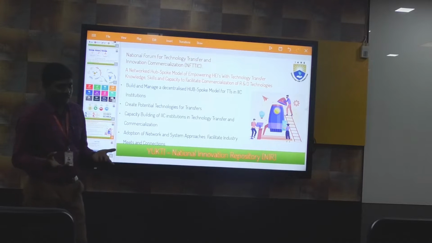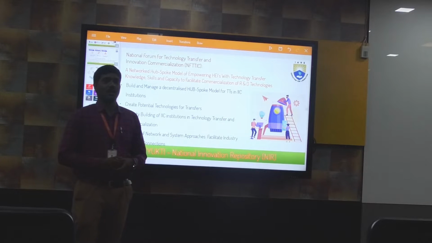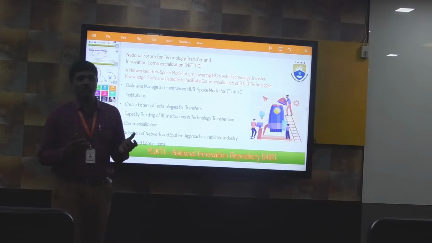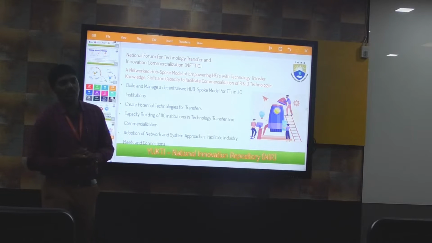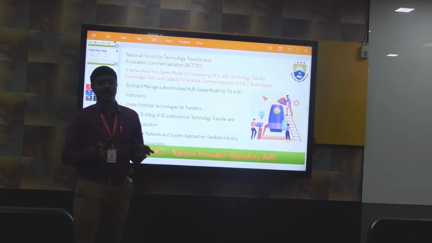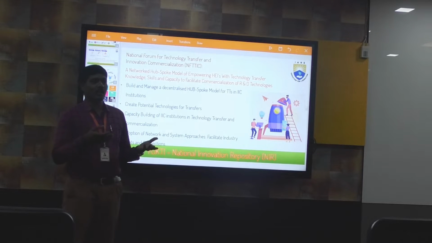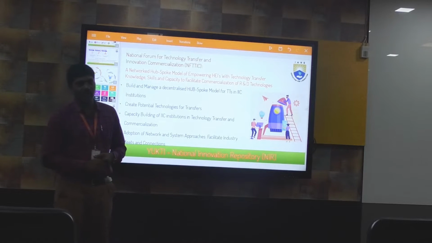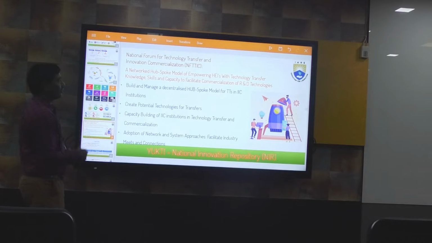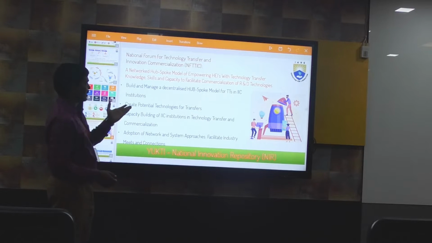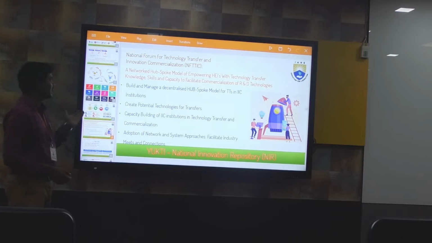So they want to train some of the institutions through capacity building programs, so that any institution can establish these IPR cells, where they can take an IP from filing to the commercialization level. As a part of that, they are going to take this initiative, the National Forum for Technology Transfer and Innovation Commercialization. They are going to work on the hub and spoke model.